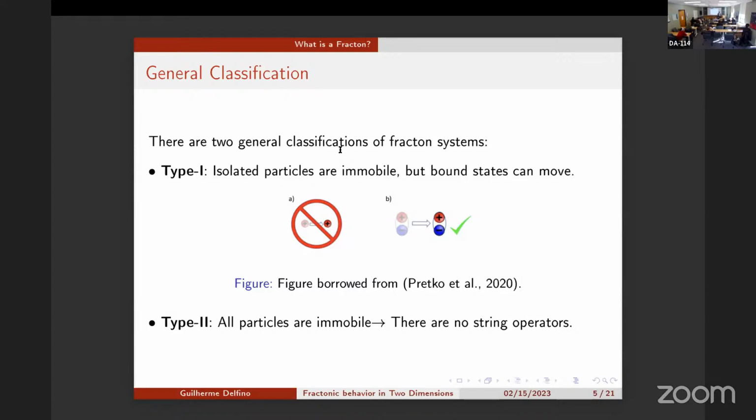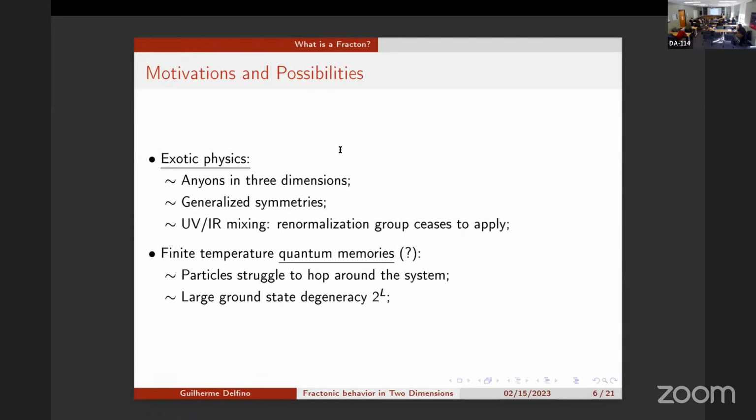A more exotic type, however, is the type 2 fractons, where there are no string operators. Like here, we say there is no string operator able to move a single fracton, but there is a string operator that is able to move this dipole. But in type 2, no particles are moved at all, not even isolated particles or bound states or bound states of bound states. Examples of these kinds of type 2 fractons are more rare. We know a couple of them, for example, the Haah code from 2011, which is an example of a type 2 fracton system.